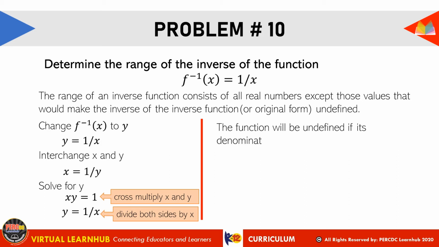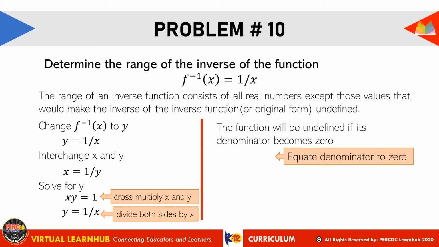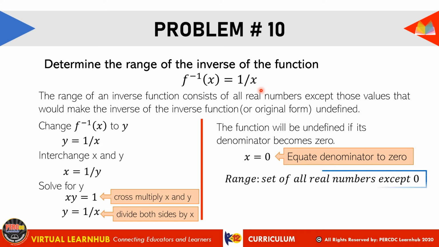The function will be undefined if its denominator becomes 0, thus we will equate the denominator to 0. Looking at this, the denominator is equal to x, thus we have x equals 0. Normally, the domain of the function is the set of all real numbers. However, there will be an exemption which will make the function undefined. Thus, the range of this function is the set of all real numbers except the value 0.